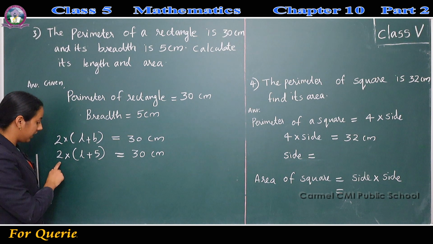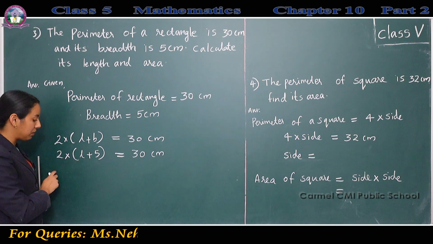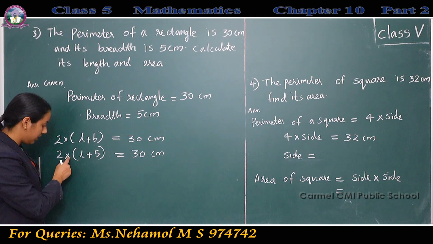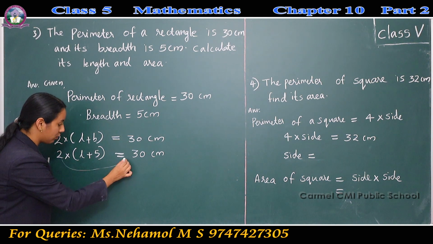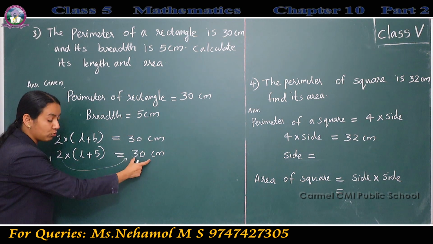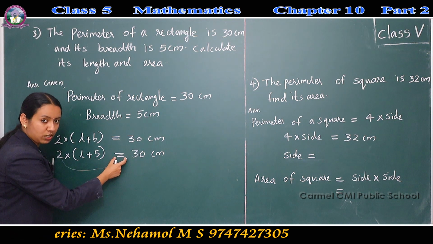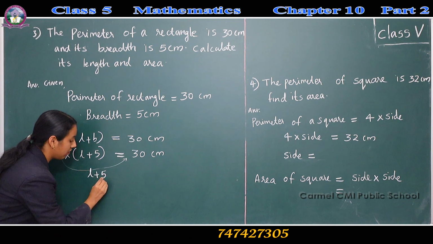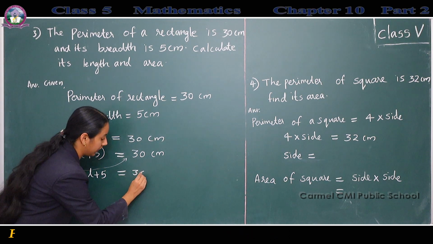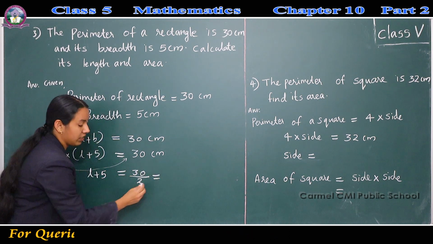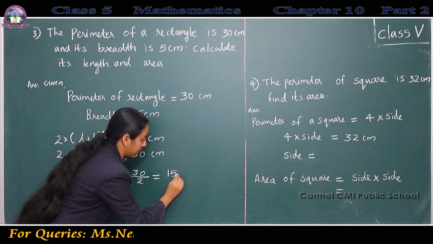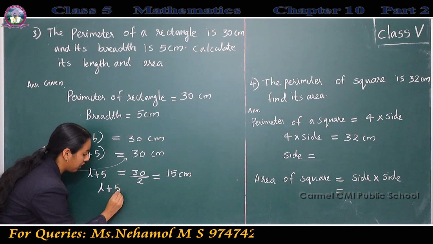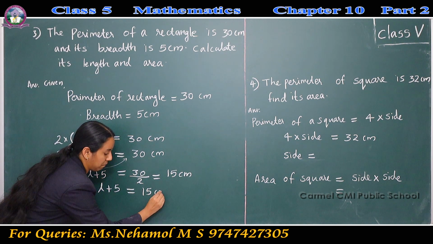Then how can we find it? Here 2 is outside the bracket and 2 is multiplied with this L plus 5. Since it is multiplied, we can take this 2 to the other side and we have to divide it. On the other side of this equal sign, we have to divide it. Then L plus 5 is equal to 30 by 2. What is 30 by 2? It is 15 centimeter. So, now we got L plus 5 is 15.